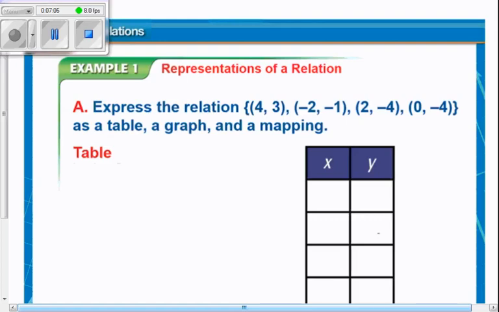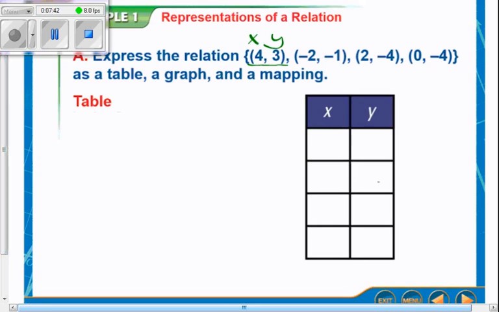Express the relation {(4, 3), (-2, -1), (2, -4), (0, -4)}. So if we look at just this one right here, which one is X? Remember, they go in alphabetical order. That's right, the 4. And which one is Y? Good. That's 3. So if we fill that in to our table, it's going to look like this.